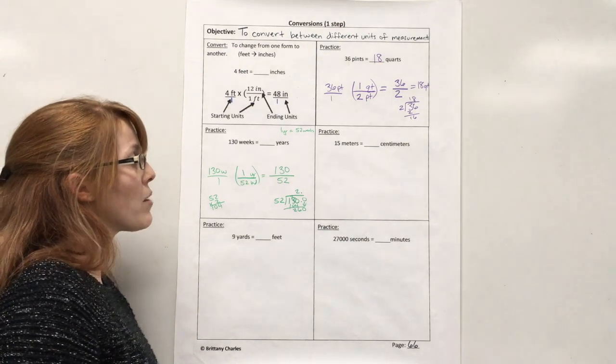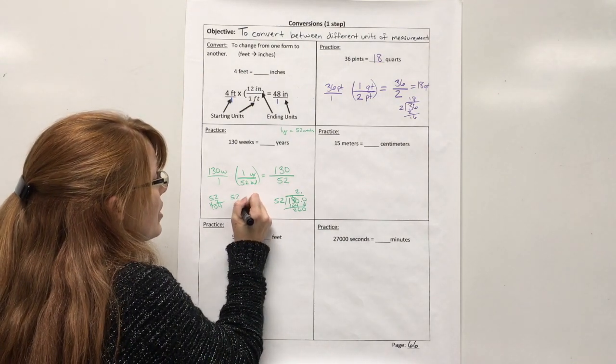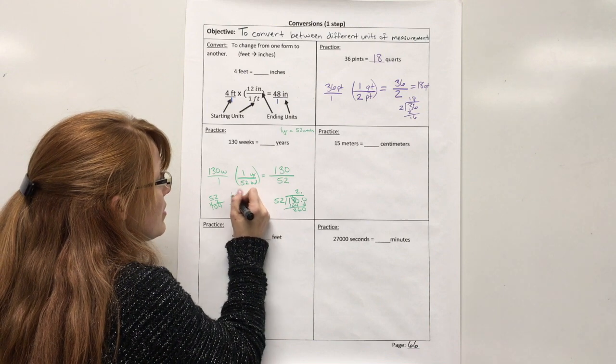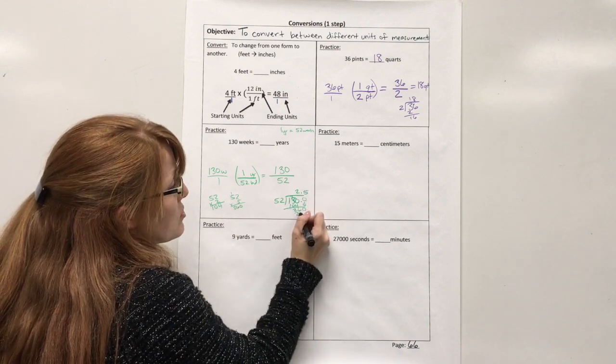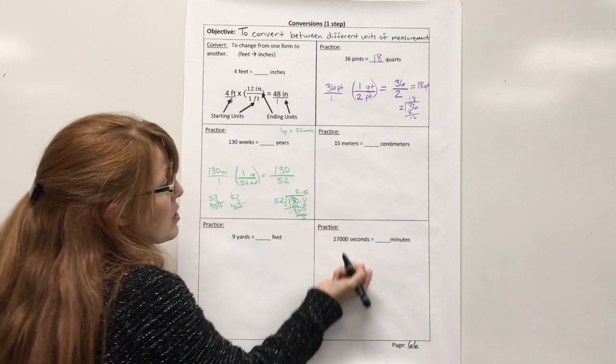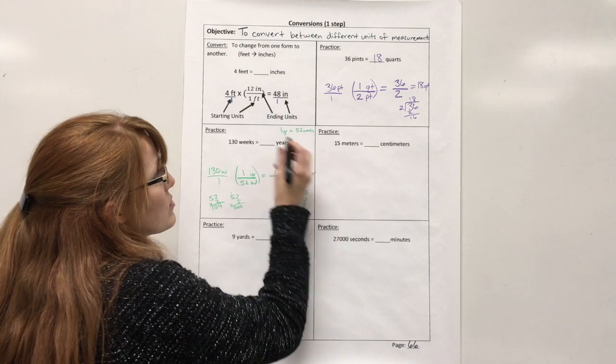All right, well, that would make sense to go in 5 times. Let's double check. 52 times 5, that would be 260. All right, so that would equal 2.5 years.